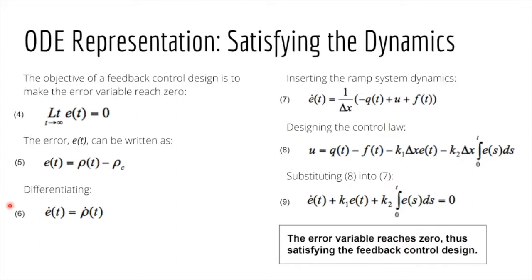Differentiating the previous equation with respect to time provides us with equation 6. In equation 7, we insert the ramp system dynamics found on the previous slide for rho dot of t. The control law for the ramp feedback metering, U, is designed as follows in equation 8. By substituting equation 8 into equation 7, the error becomes 0, and thus the feedback control design is satisfied.